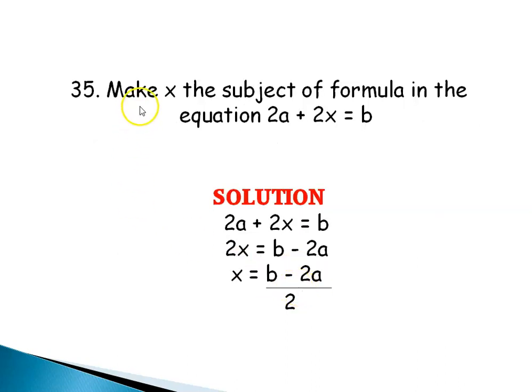Question 35. Make x the subject of formula in the equation 2a plus 2x is equal to b. We are making x the subject of formula. So I'm going to take my 2a to this side. It becomes minus 2a. 2x is equal to b minus 2a. And then I'll divide both sides by 2. 2x divided by 2 is x. b minus 2a divided by 2. So x is (b minus 2a) divided by 2. Is that okay? Very good.